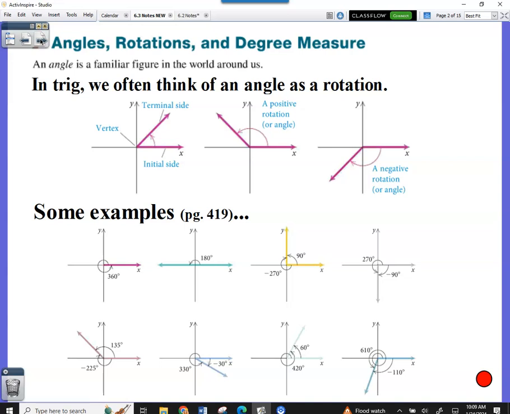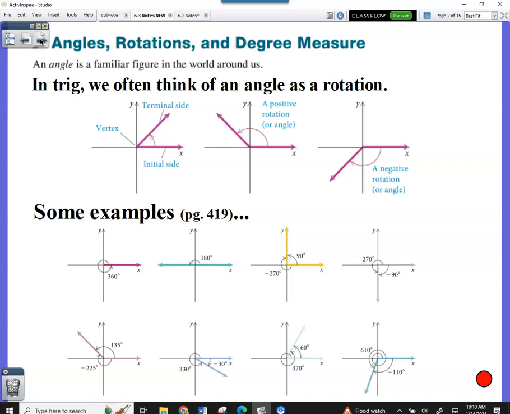Okay, go to this slide right here. Angles, rotations, and degree measure. In Trig, we often think of an angle as a rotation. You are used to hearing there's no such thing as a negative angle. Now there is. Surprise! There actually is. What's the difference between a positive angle and a negative angle? It has nothing to do with negative value. It's the direction that it rotated.